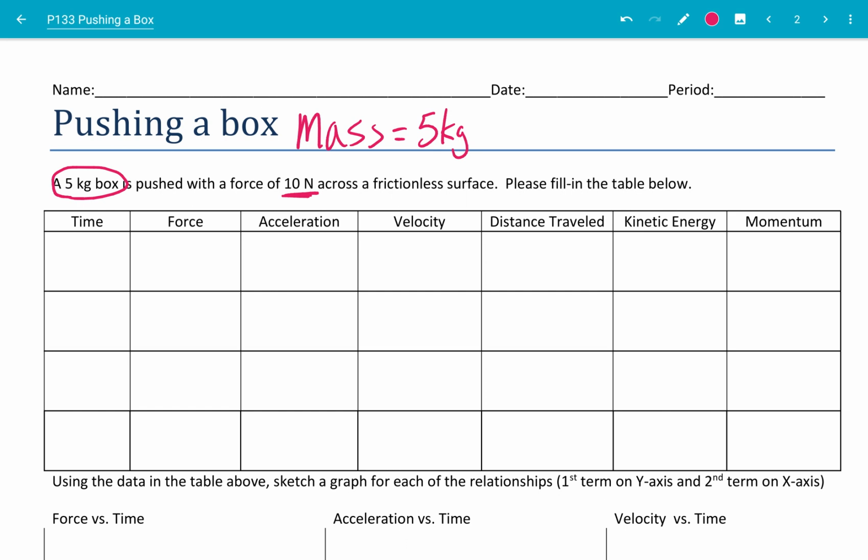So there's going to be a couple of different formulas that we're going to have to use. I listed them on the board right there. And we're going to start out with time. So we're going to pretend like we're pushing this box for 3 seconds, starting from 0. So we've got 0 seconds, 1 second, 2 seconds, 3 seconds. And so fill this in as you follow along. The force is going to constantly be 10 newtons.